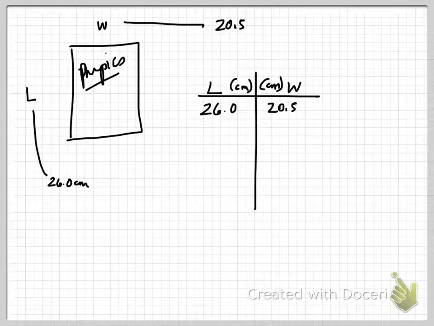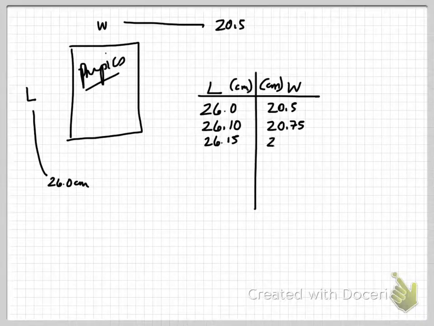Okay, who else has got length and width? Go for it. Length is 26.10. 26.10, okay. And then the width is 20.75. Ooh. Okay. Who else has got length and width? We're going to have some different answers. That's okay. 26.15. 26.15. 20.75. Okay. Sorry. 26.1. 26.1. And then 21. 21.0. Okay. Glad you added that.